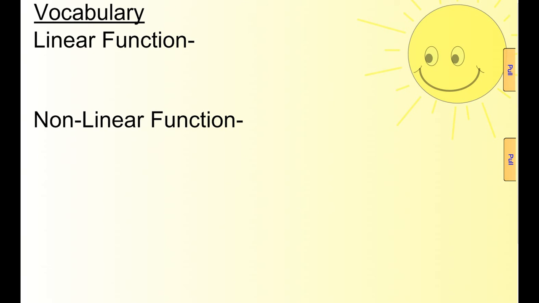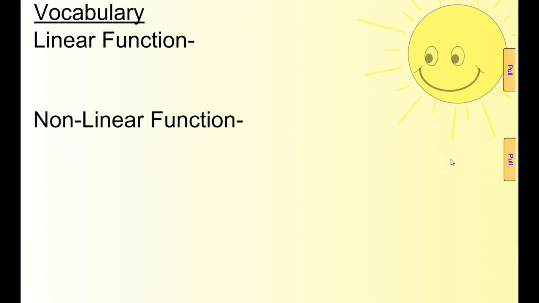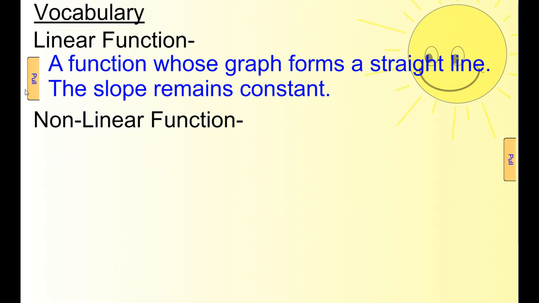So we have 2 vocab words here. We have linear function and nonlinear function, which, if you remember the title of the lesson, how do I determine if a function is linear or nonlinear? Well, first off, you got to know what linear and nonlinear are. A linear function is a function whose graph forms a straight line. The slope remains constant. So this word, linear, see these first 4 letters? Spells the word line. Something that is linear is in a straight line.